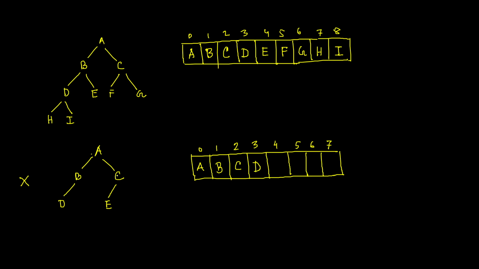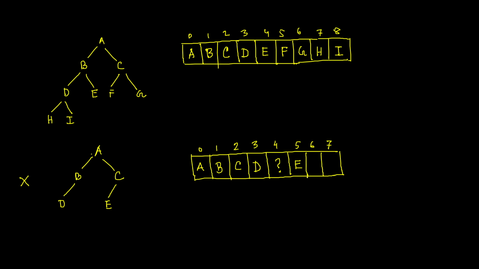And E will be where? E is the left child of C and the position of C is 2. That means 2 into 2 plus 1, that means 5. So here E will be there. Now see, the difference between these two cases is that we have a blank part within the array.